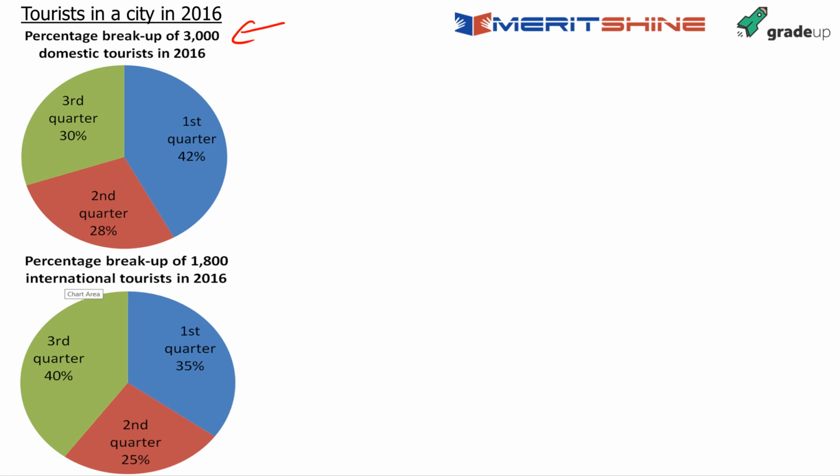So this is about the tourists in a city in the year 2016. Now there are 2 or 3 very special things about this data that I want to explain to you. How many quarters are there generally? Not generally. How many quarters are there in a year?